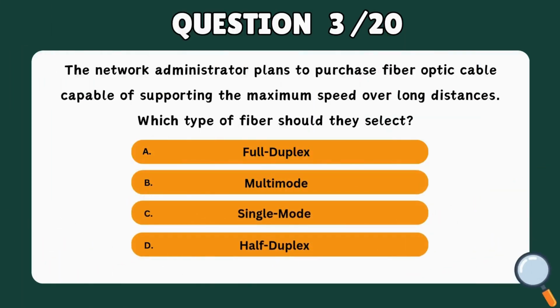Question 3. The network administrator plans to purchase fiber optic cable capable of supporting the maximum speed over long distances. Which type of fiber should they select? A. Full duplex. B. Multi-mode. C. Single mode. D. Half duplex.